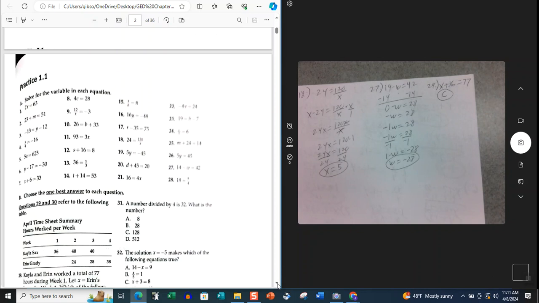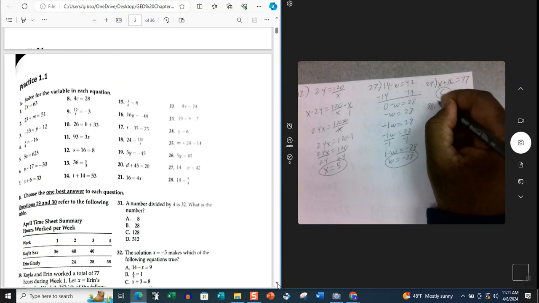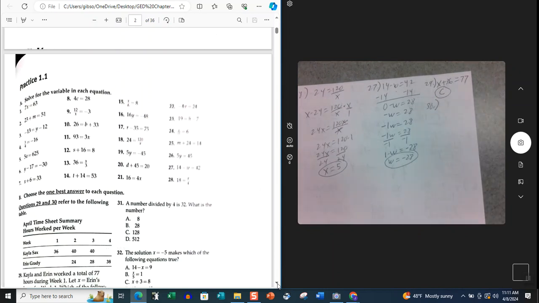Now number 30, it says Aaron worked twice as many hours as Kayla did during week 4. Let Y equal Kayla's hours for week 4. Which of the following equations could be used to solve for Kayla's hours during week 4? Okay, so number 30. They tell us Aaron worked twice as many hours as Kayla did during week 4. So if we go to week 4, Aaron worked 38 hours. So they're telling us to let Y equal Kayla's hours for week 4.